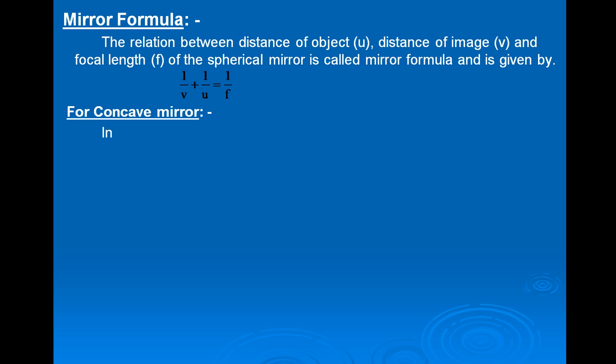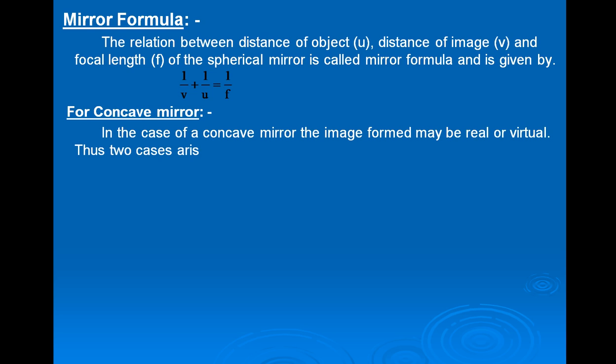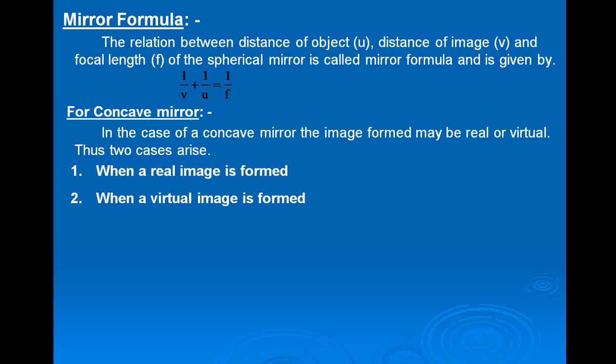For concave mirror, the image formed may be real or virtual depending upon the position of the object. Thus, two cases arise: number one, when a real image is formed, and number two, when a virtual image is formed. Now we will derive the mirror formula for concave mirror when a virtual image is formed.